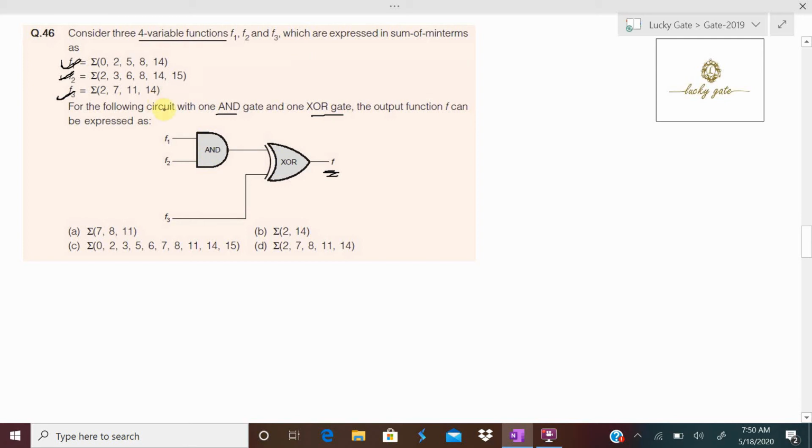Now the question is, for the following circuit with one AND gate and one XOR gate, the output function f can be expressed as. How will you express output function f? Here four options are given. It is looking somewhat tricky, but it is very simple to solve with a little understanding of logic. Now with the AND gate, we have two inputs f1 and f2.